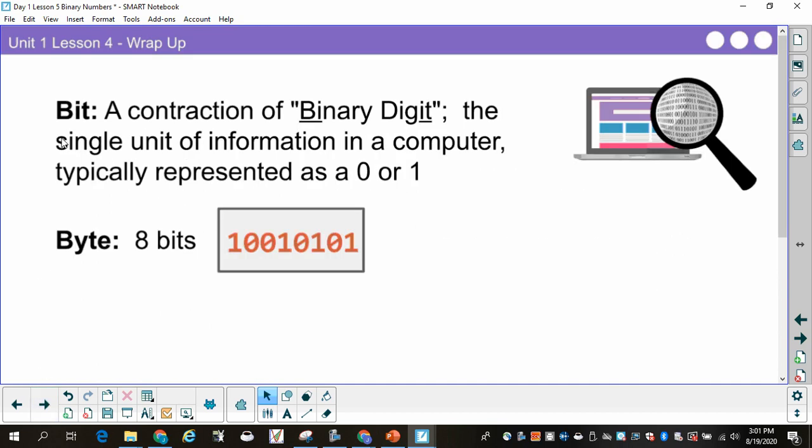Now, as a wrap-up, our vocabulary: a bit is a contraction of binary digit, B-I-T, bit. It's the single unit of information in a computer, typically represented as a 0 or a 1, on or off, true or false. A byte is 8 bits. Okay, why a byte? Just because. You can also, if you look at just 4 bits, that is called a nibble. So a byte is 8 bits, a nibble is 4 bits.